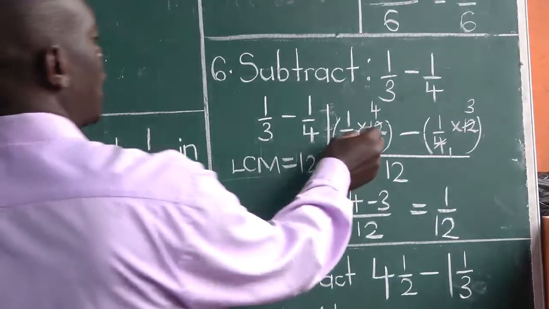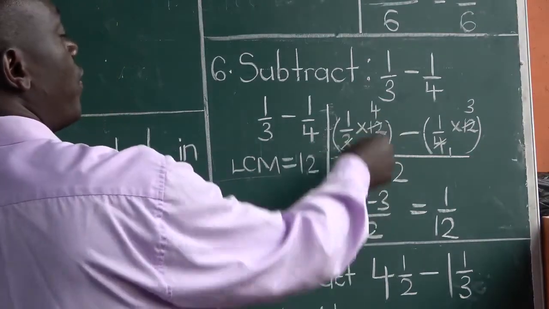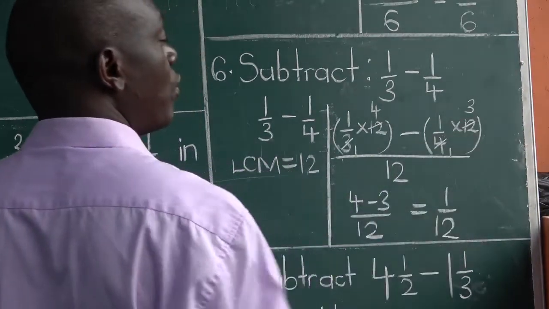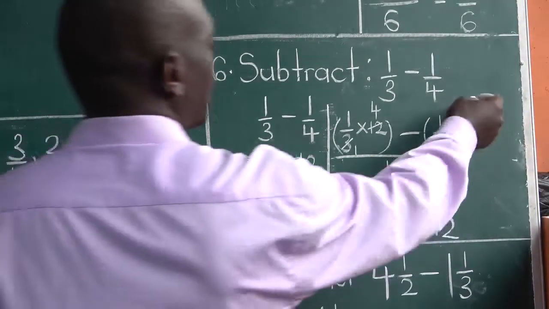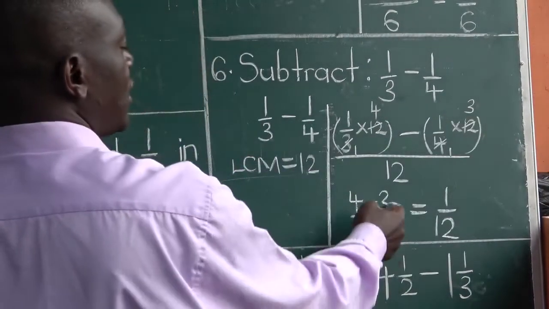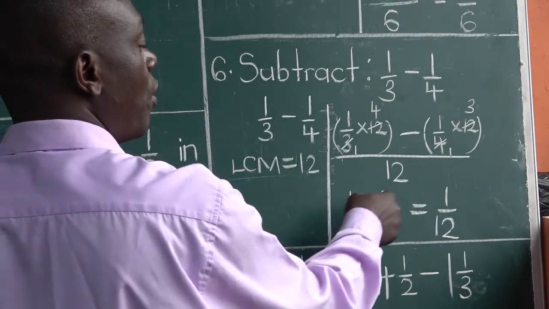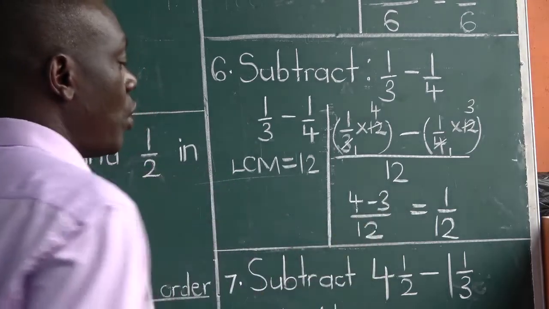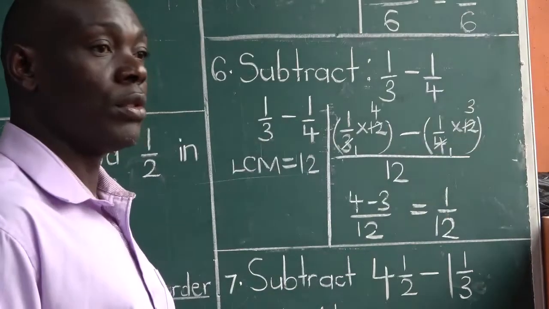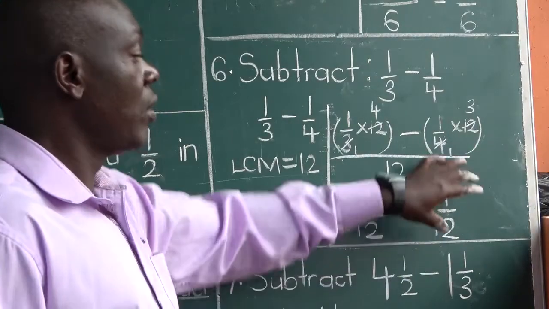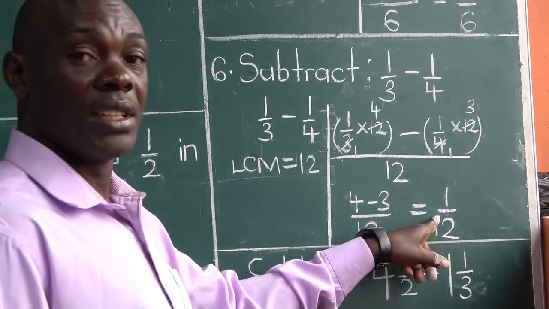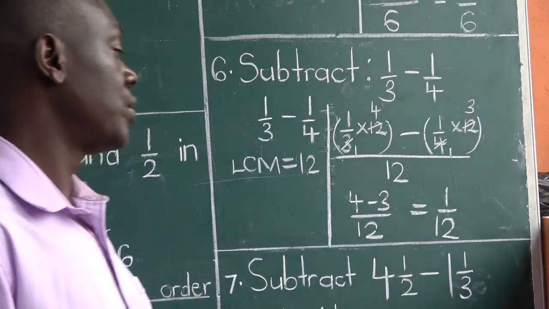Then cancel by 3 once. That is 12 divided by 3, you get 4. 4 by 4 once, and 12 divided by 4, you get 3. 1 times 4 is the 4, and 1 times 3 is the 3. You remain with 4 minus 3 out of 12, where 4 minus 3 is 1 out of 12. So the answer is a 12th or 1 out of 12. It's read as a 12th or 1 out of 12.